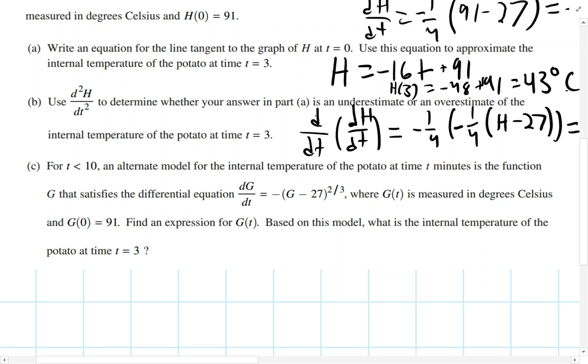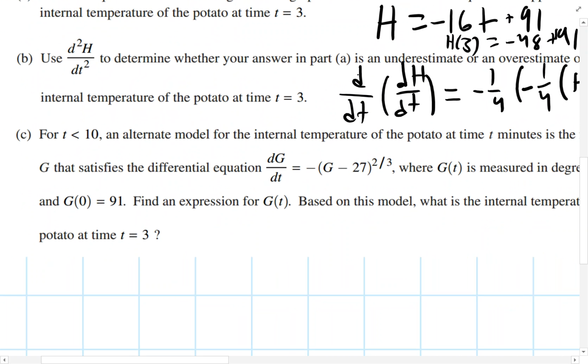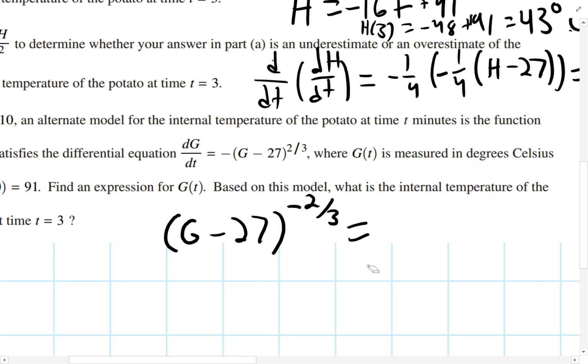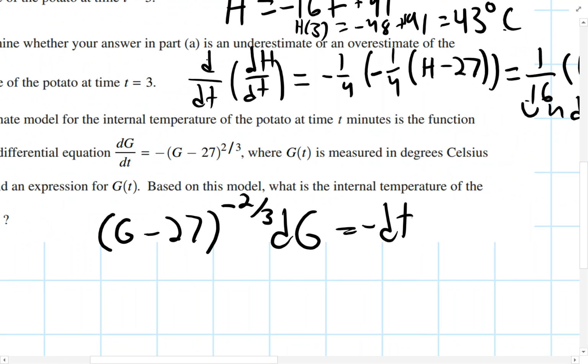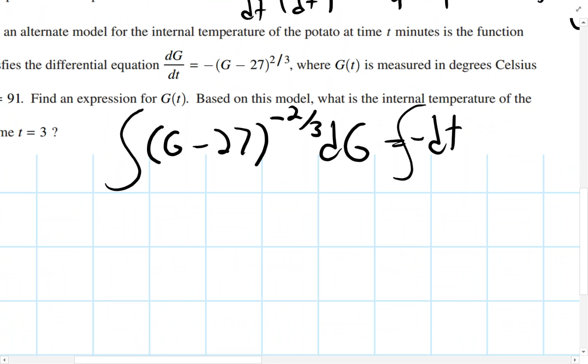So what you want to do for this one is first separate the variables. So you get g minus 27 to the negative 2/3 dg is equal to negative dt. And then you have to integrate both sides, and you wind up getting 3 times g minus 27 to the 1/3 is equal to negative t plus c.